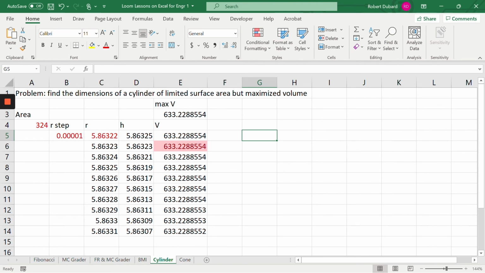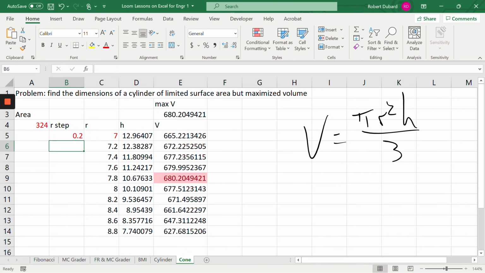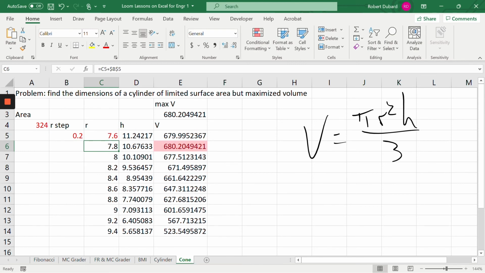This is the best you're going to get on a cylinder. It's 633. We go to the cone, we're already at 677. And we haven't even optimized it yet. To optimize it, of course, we go through the same pattern we did before. We change this to 7 and change this to 0.2. And that gets us 7.6 is a little closer. Actually, 7.8 is a little closer. 7.6 is what I'll put in, though, because I don't know if it's between 7.6 and 7.8.